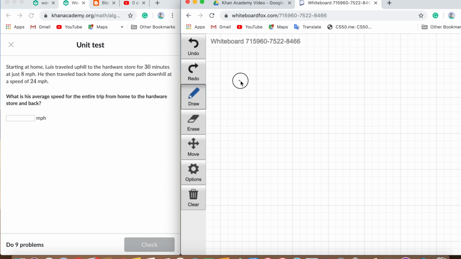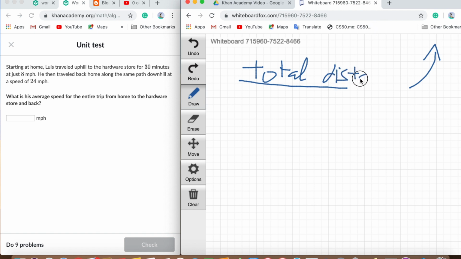Okay, so if you forget the video, I might put one on here. If you click the bar right somewhere right there, I guess. So what we do in this video, we use a formula called total distance over total time.